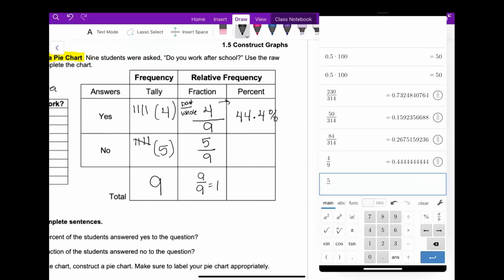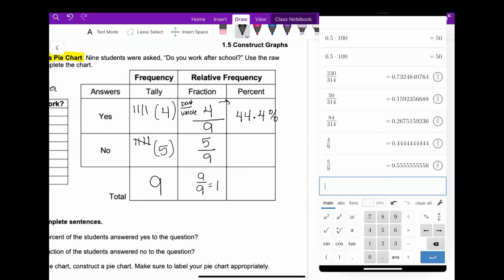5 divided by 9 is similar, 0.5555. Remember that I'm looking at the fourth 5, right? Because I'm doing this 55, and then it would look something like this, right? And then I look here, and I'm thinking, is this 5 or more? Yes, it is. So it's going to make us go up 1.